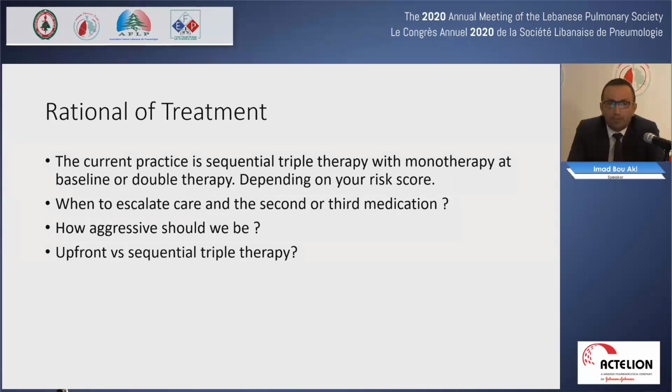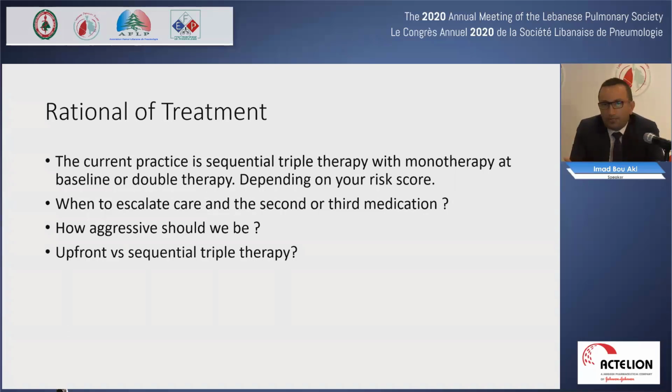So the current practice is sequential triple therapy, where you start with monotherapy at the baseline and then move to double therapy depending on your risk score, and then you move up into triple therapy. And the question comes, when should we escalate care? And what happens if we wait longer?